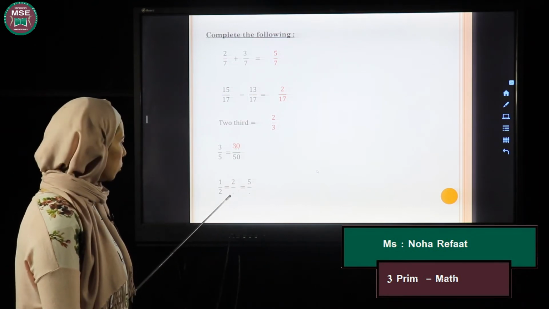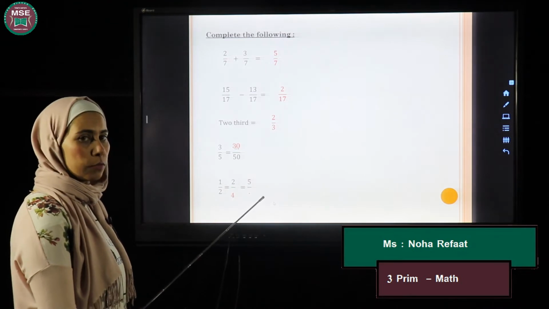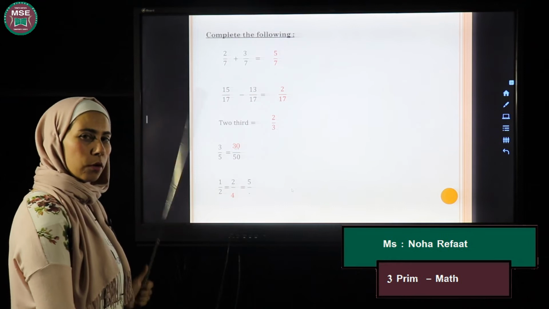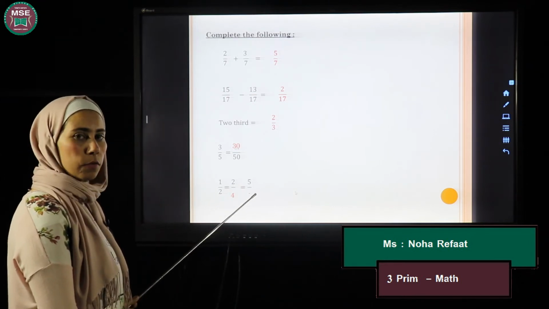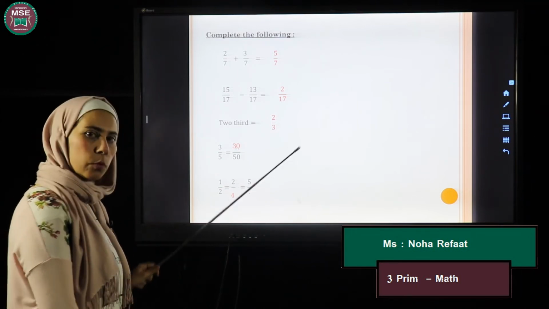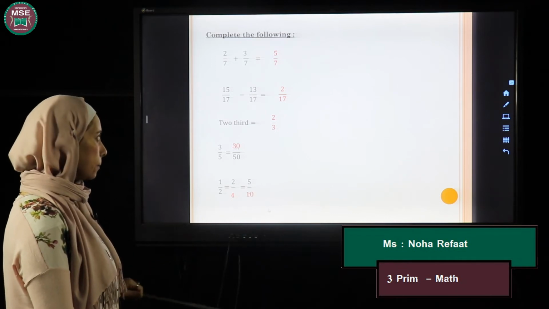Down, we are going to multiply by 2 also. 2 times 2 equals 4. Go to the next fraction. We are going to go to our original fraction, which is half. The 1 becomes 5. What did we do here? We multiplied by 5. So what we do up, we do down. 2 multiplied by 5 equals 10.